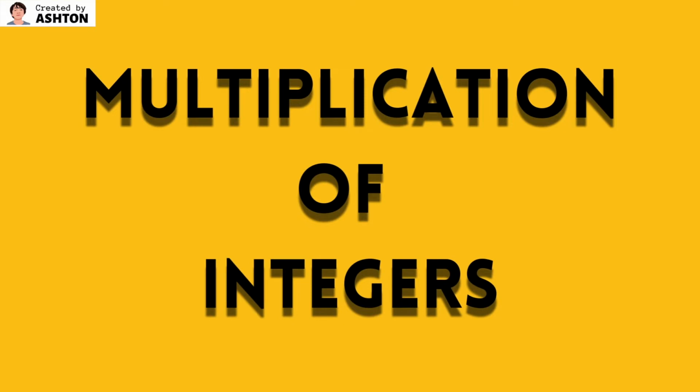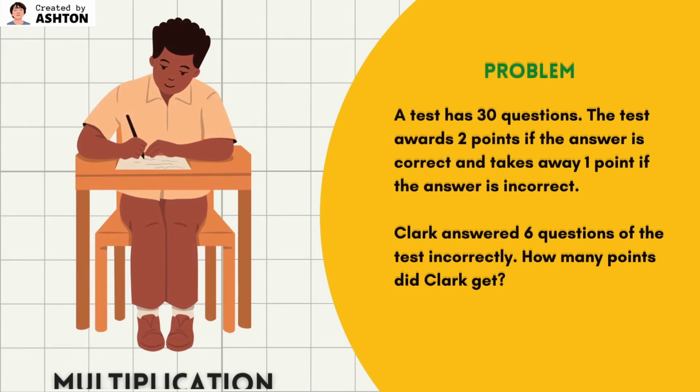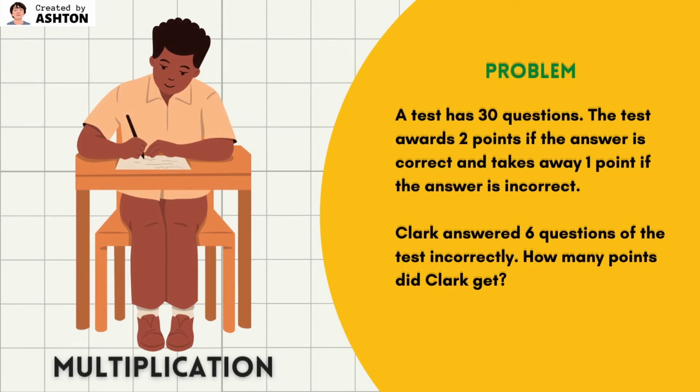Multiplication of integers. A test has 30 questions. The test awards 2 points if the answer is correct and takes away 1 point if the answer is incorrect. Clark answered 6 questions of the test incorrectly. How many points did Clark get?